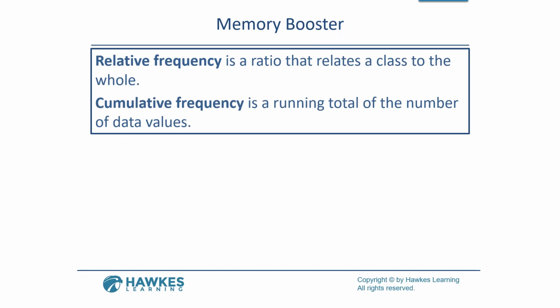So, just a final reminder, the relative frequency is the ratio, so you get a decimal point or a percentage, represents how that class compares to the whole group. Cumulative frequency is a running total of how many data values you've got, or how many frequencies you've got to a certain class.